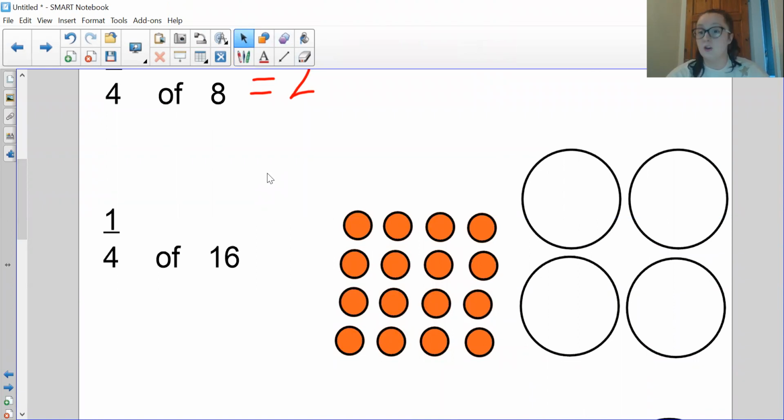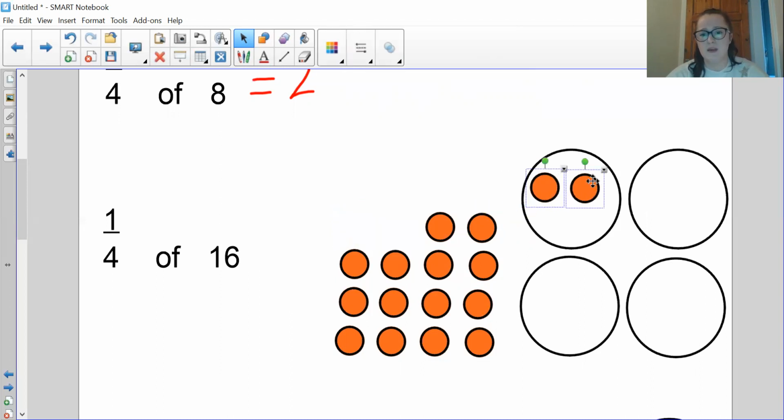Let's look at another question. I know it says a quarter, but we're going to have a look at some other ones in a second, so don't worry. 1/4 of 16. So we've got 1, 2, 3, 4, 5, 6, 7, 8, 9, 10, 11, 12, 13, 14, 15, 16. Phew, lots of counting. So we've got 16 counters there, and we need to split them up into the different parts of the whole. How many parts of the whole do we have there? We've got 4, hence why I've got 4 circles. So let's split these counters up and see.